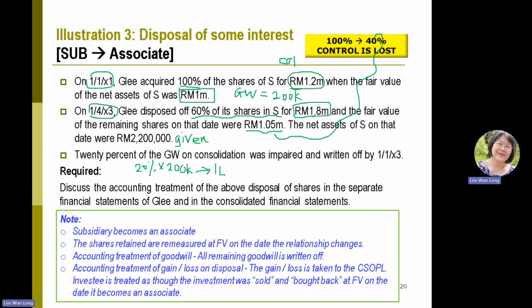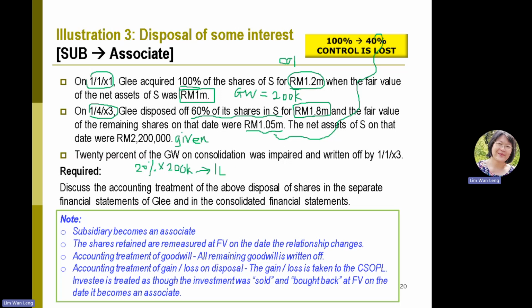Okay, and for this particular illustration, did they mention whether the NCI was measured at fair value, or was it based on the proportion of the net worth? The question didn't say. Usually for simplicity, if the question didn't say, and also didn't give you much information on the share price, the safest is to assume that it is measured at the proportion of the net worth. So partial goodwill.